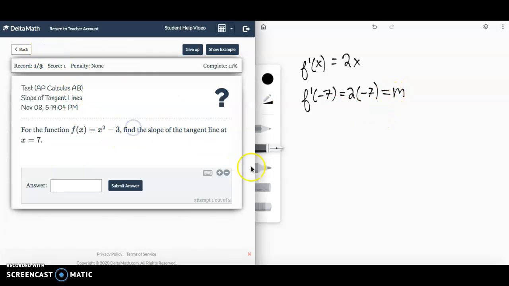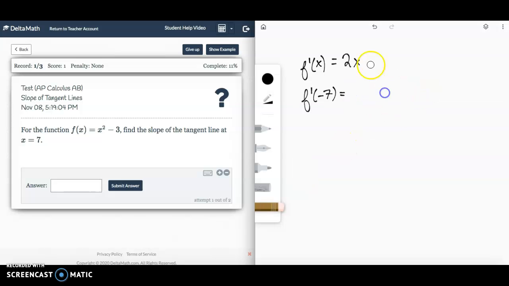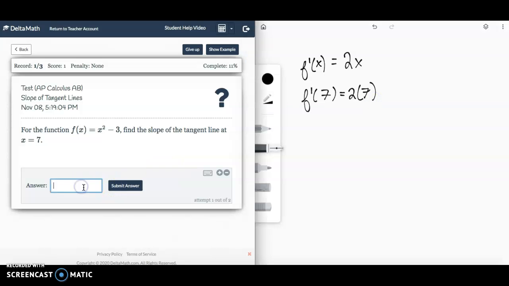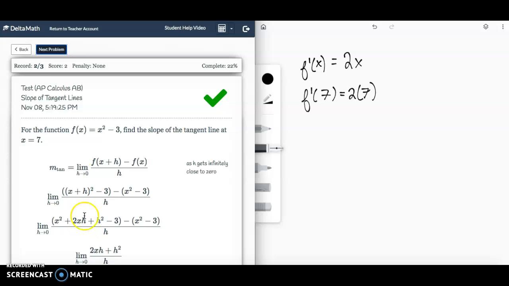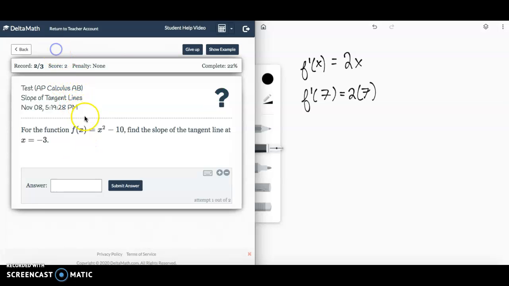All right, let's try again. So for this one, we do the same thing where it gives you an equation and it wants you to find the slope of the tangent line at 7. So derivative of x squared minus 3 is just, in fact, 2x. Plug in 7, 2 times 7, positive 14. These ones are easy, especially since we're skipping the definition of the derivative here.